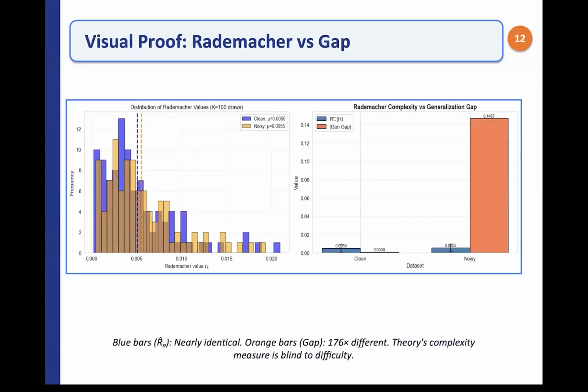This bar chart makes that contrast clear. The blue bars, Rademacher complexity, are tiny and almost identical. The orange bars, generalization gaps, are hugely different. So the standard complexity measure is basically blind to how hard the problem is.